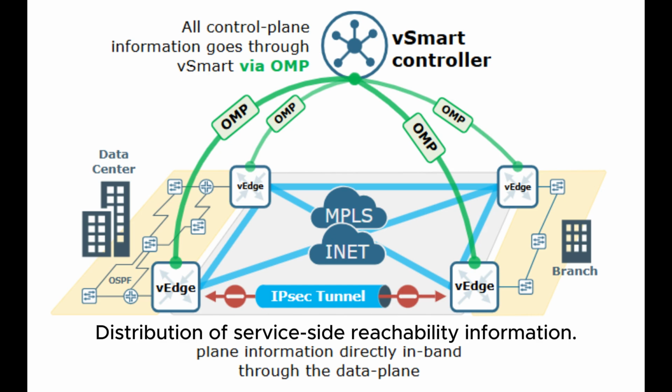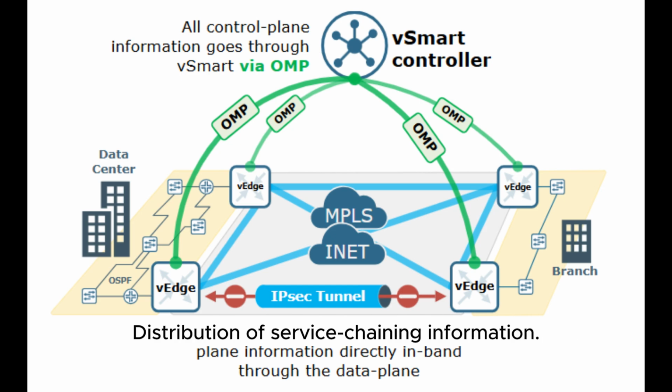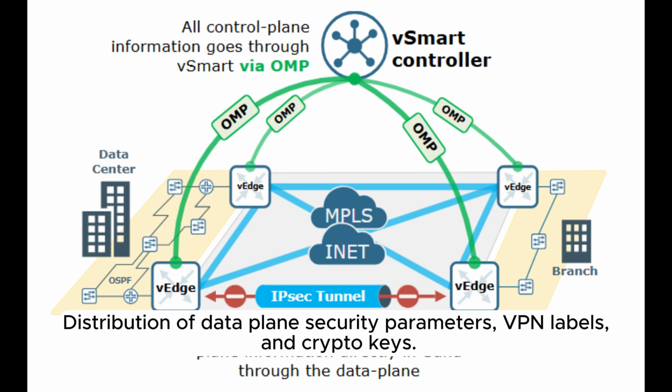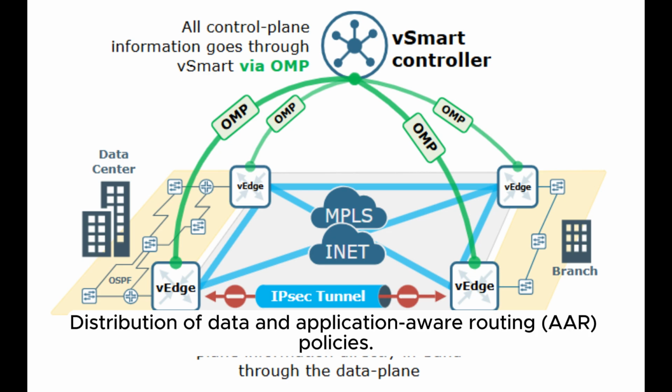distribution of service-side reachability information, distribution of service chaining information, distribution of data plane security parameters, VPN labels, and crypto keys, distribution of data and application-aware routing (AAR) policies.